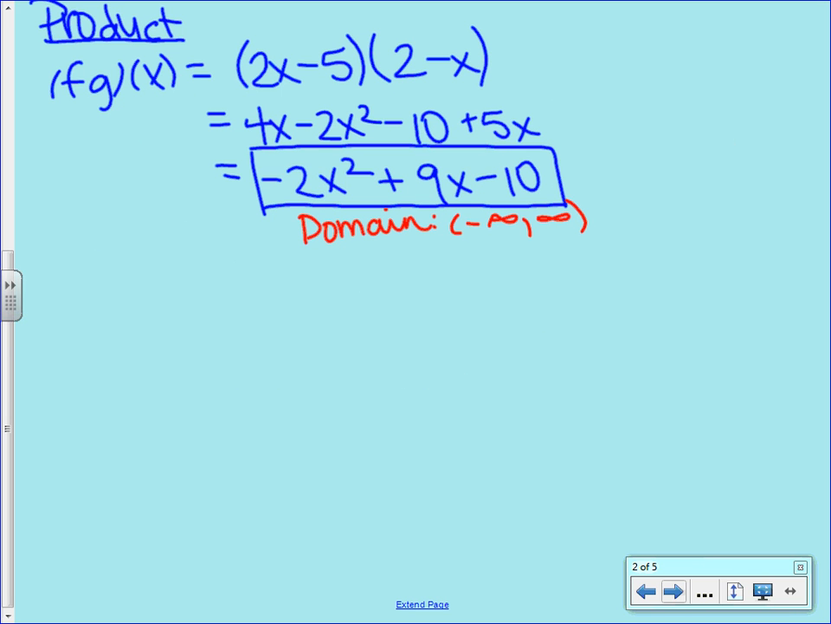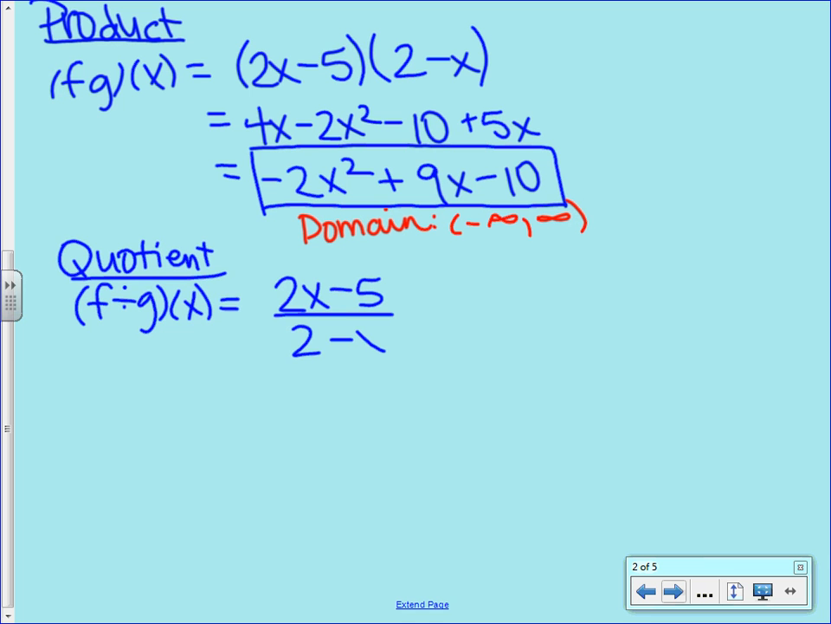Let's look at the quotient. Our quotient is going to be f divided by g. Can we simplify that at all? No, we cannot. So we're going to leave it like this. But why is this domain not all real numbers? We have a fraction, which means we know we cannot divide by 0. What makes our denominator 0? 2. So our domain is everything except 2.